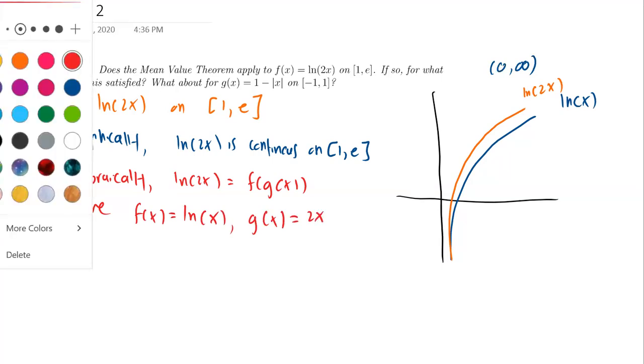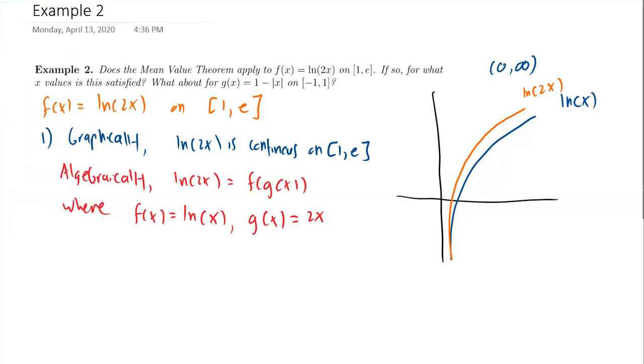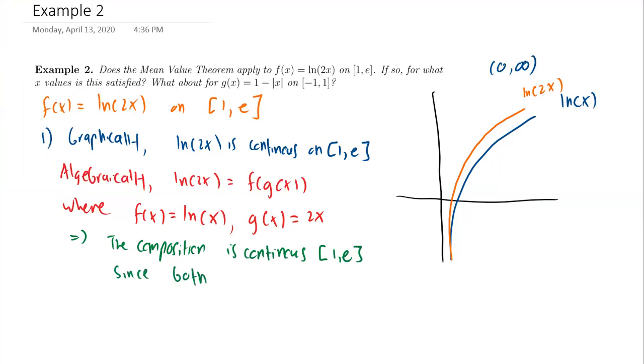What theorem do we have for continuity of compositions? Well, if they're both continuous, then the composition is. Okay. So that's how you would do it graphically. Because both functions are continuous on the interval 1 to e, so is the composition. So that's how you do it algebraically, using things we've learned in this class.